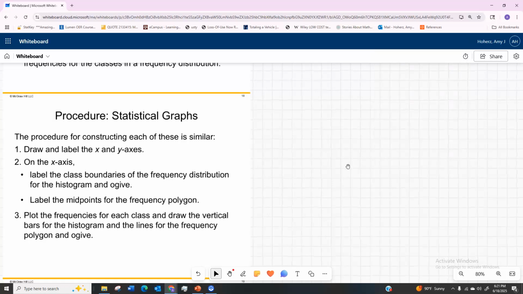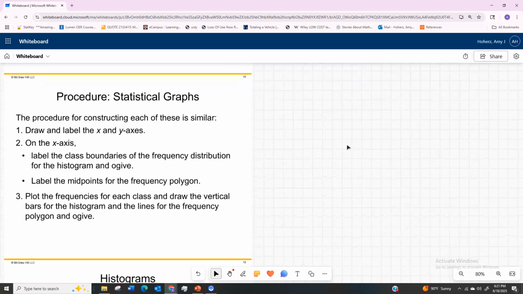So we're going to talk about just the general procedure for creating statistical graphs. It's similar for the three graphs, but there's some little details that you have to change, of course, because they each represent something a little different. So the first thing you're always going to do is draw and label your x and y axes. So you're going to label along here, and then along here you're going to label.